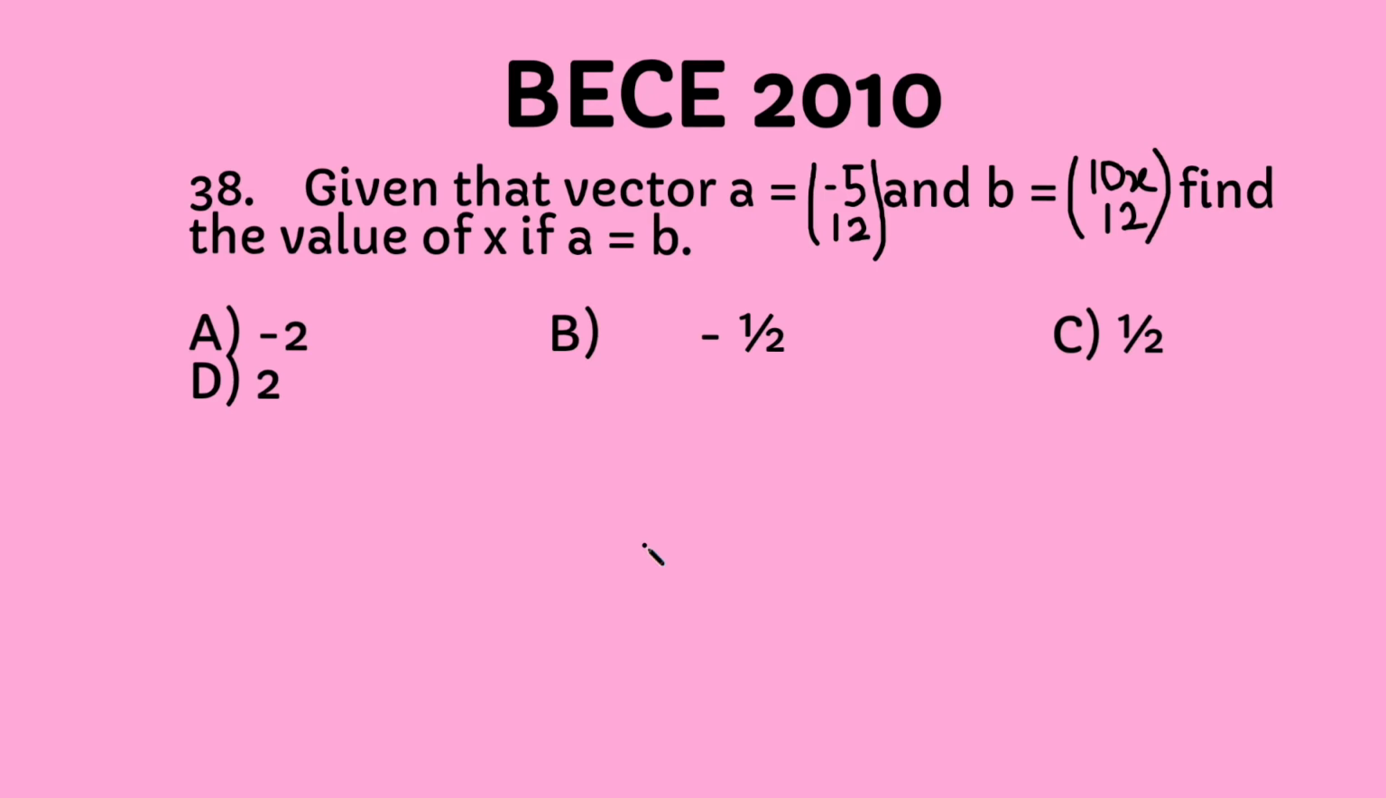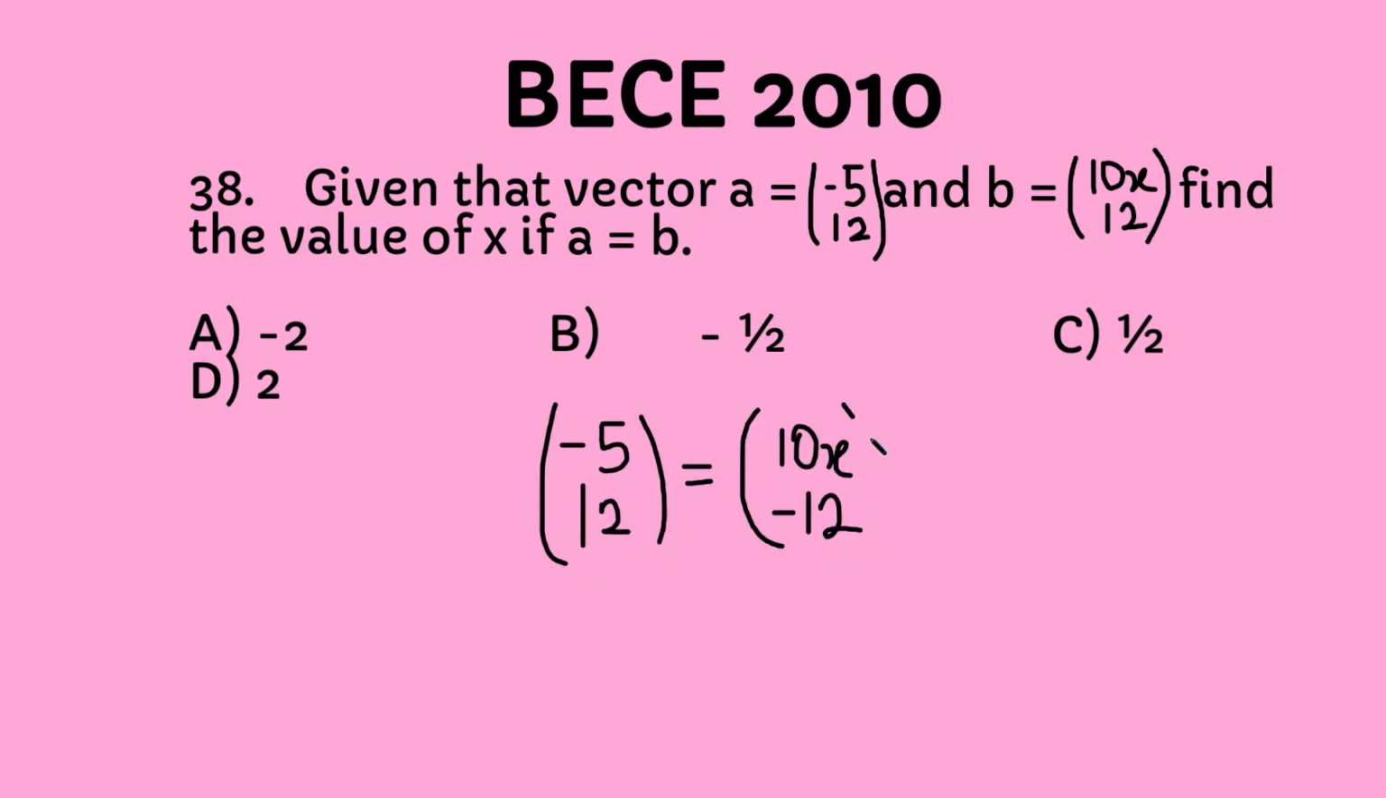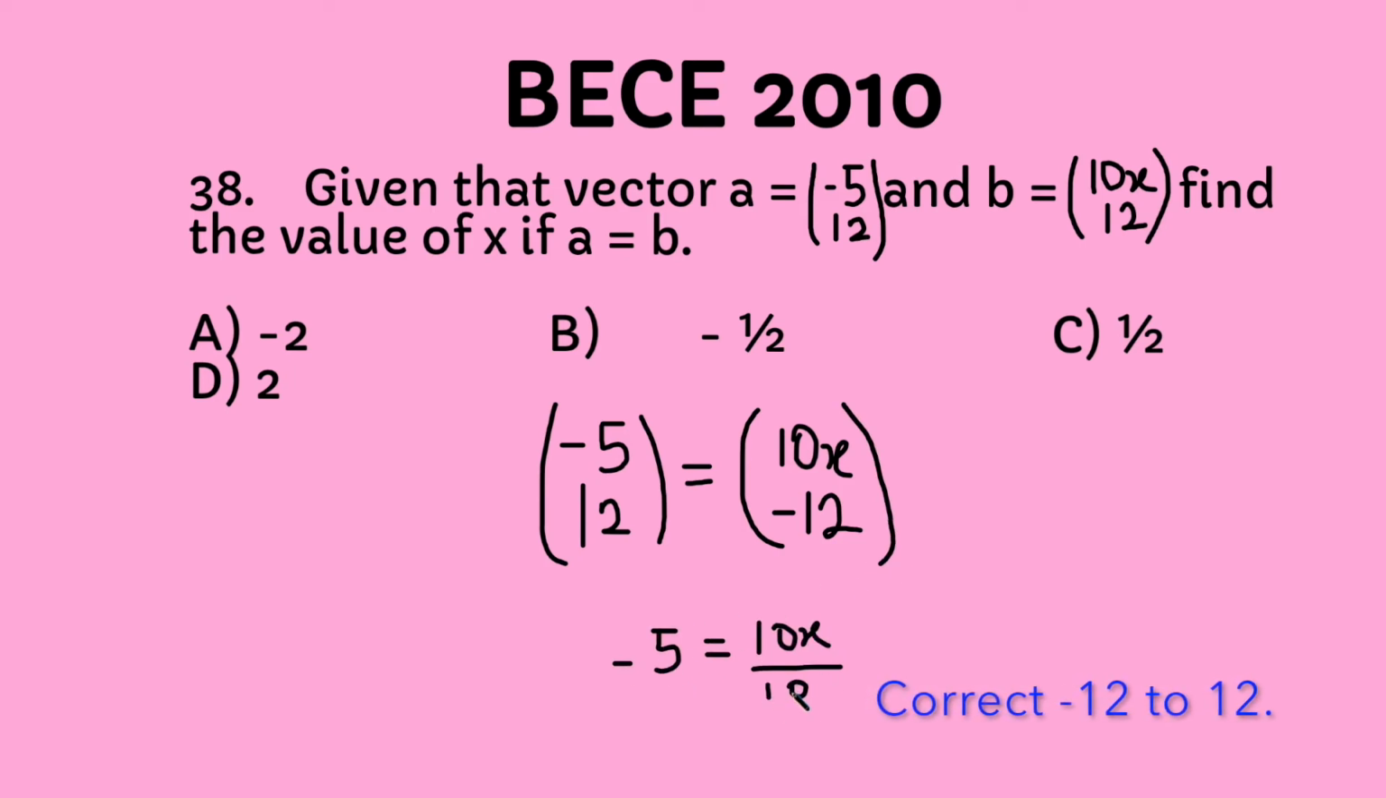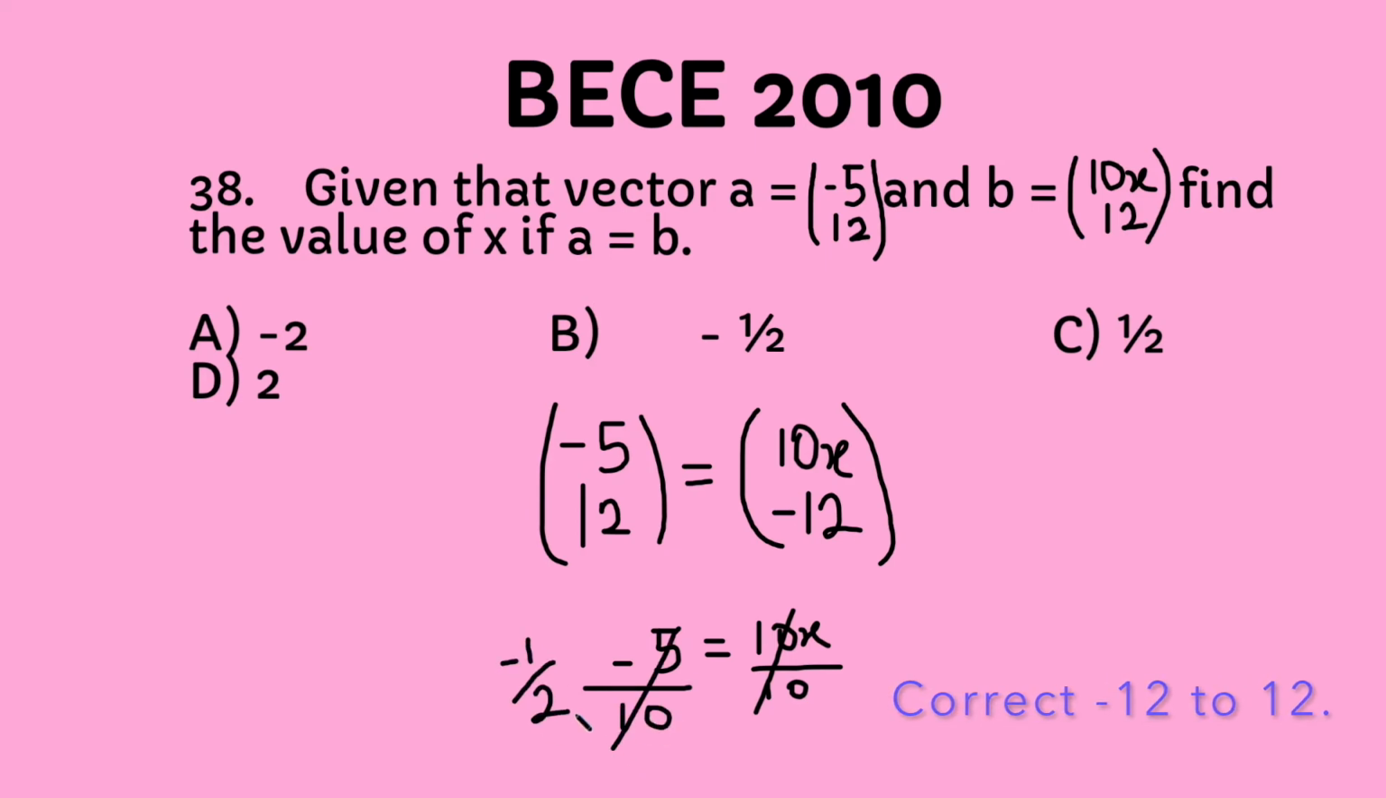38. We are given the vector A is equal to -5, 12 and B is 10x, 12. Find the value of x if A is equal to B. So we equate A to B and solve. To find x, we would equate -5 is equal to 10x. Our x will be equal to -half as our final answer, 38B.